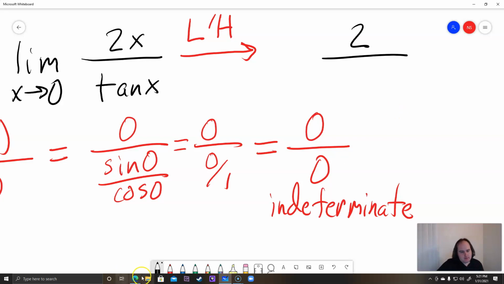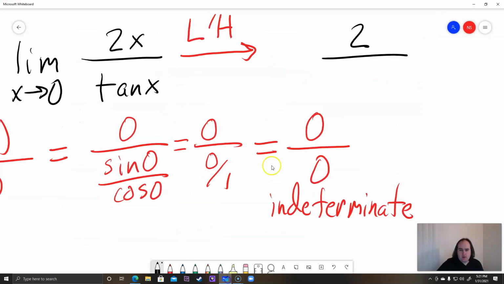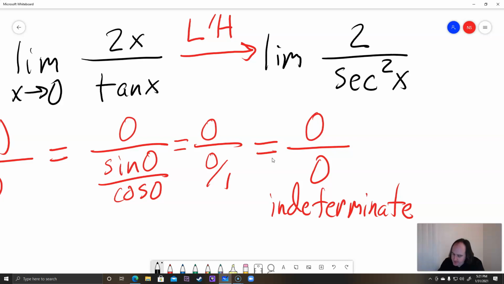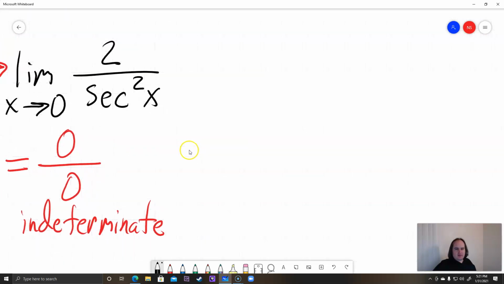But again, you have that formula sheet. The derivative of tangent is right here: secant squared of u times du/dx, but here it's just tangent of x, so it's just going to be secant squared of x. So on our denominator, we're going to have secant squared of x. This is still the limit as x approaches 0, so we want to find the limit as x approaches 0 of 2 over secant squared of x, plugging in 0 everywhere we see an x.